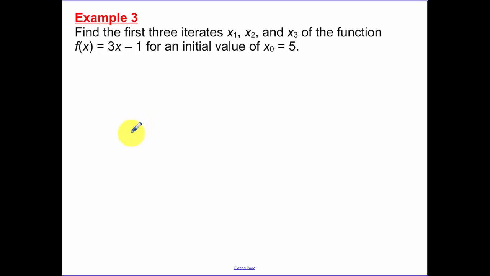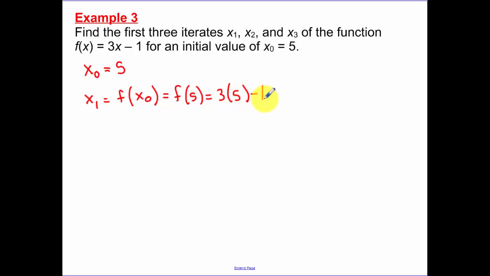Okay, for the first three iterates of the function f of x equals 3x minus 1, where x sub 0 is equal to 5. So x sub 1 is our function composed with the initial value. That means f of 5, which means I plug in 5 wherever I see an x. So I have 15 minus 1, that's 14.